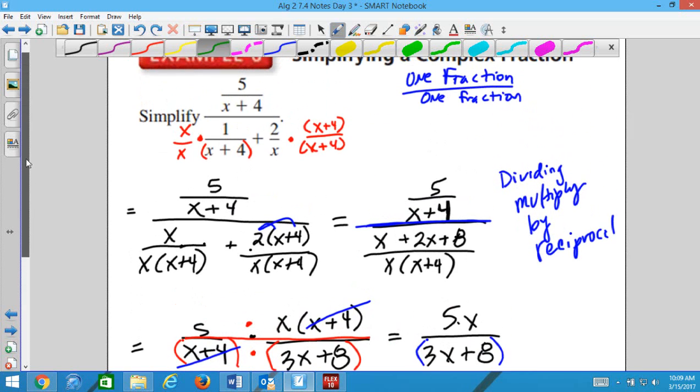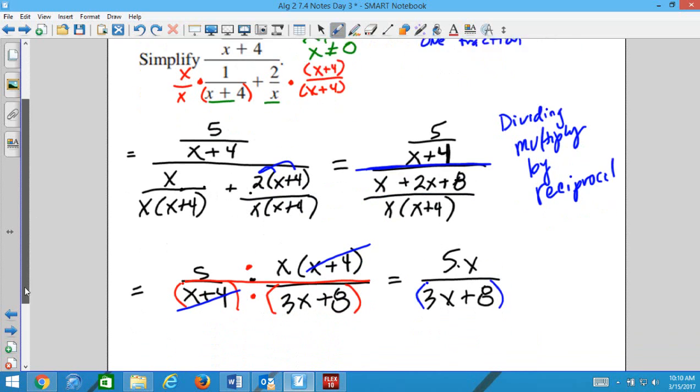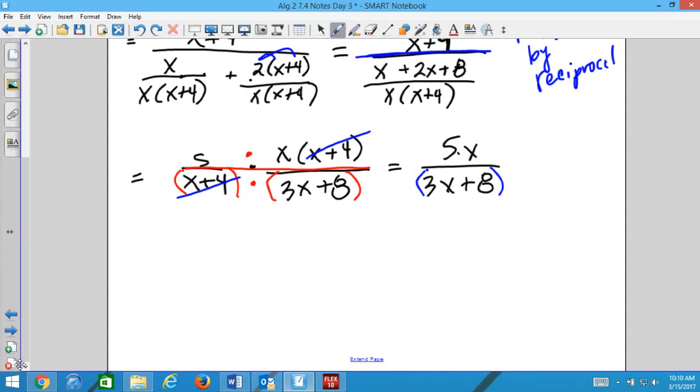So go back to the beginning. What could x not equal to at the very beginning? If you look at the denominators, what could x not equal to at the beginning? -4 and 0. Okay. -4 and 0. What can x not equal to now? -4. No. Oh, that one? Mm-hmm. 8 over -3.